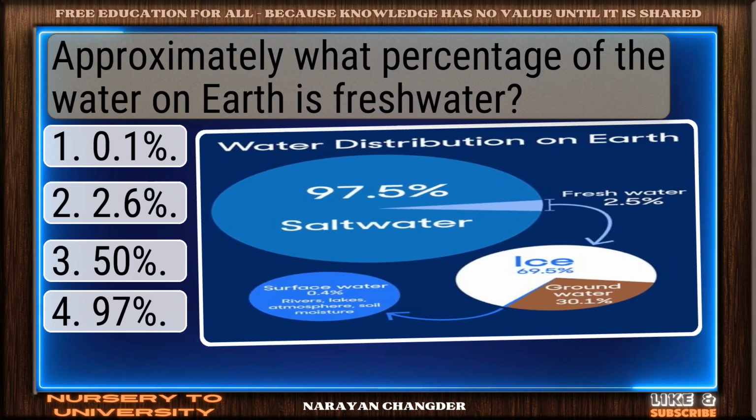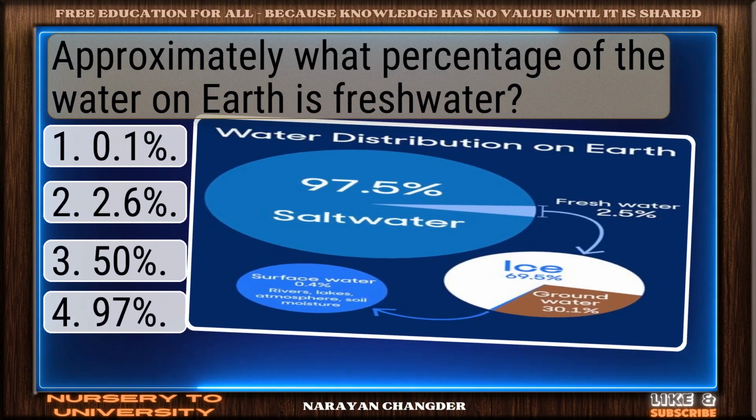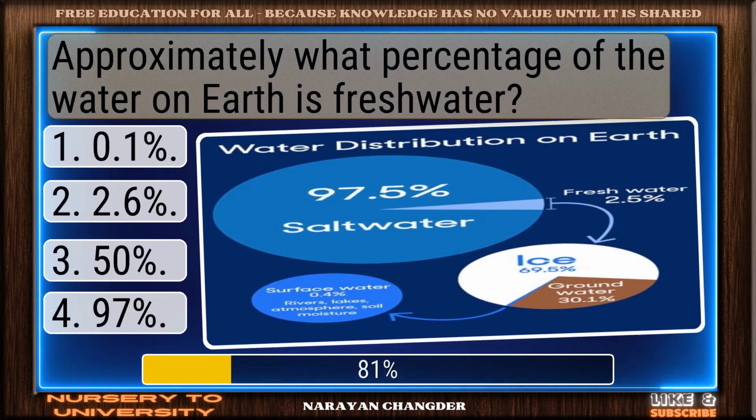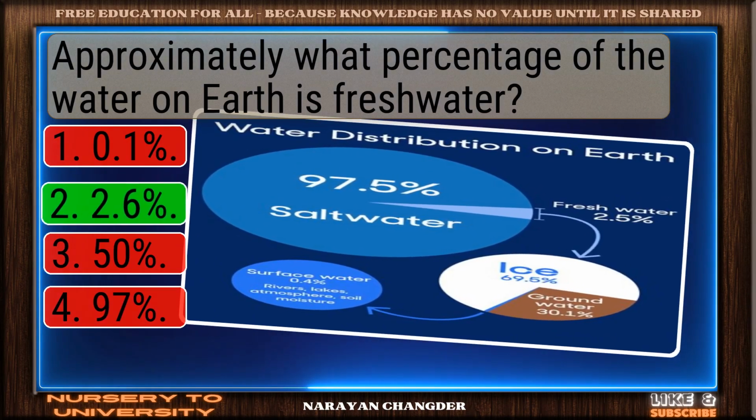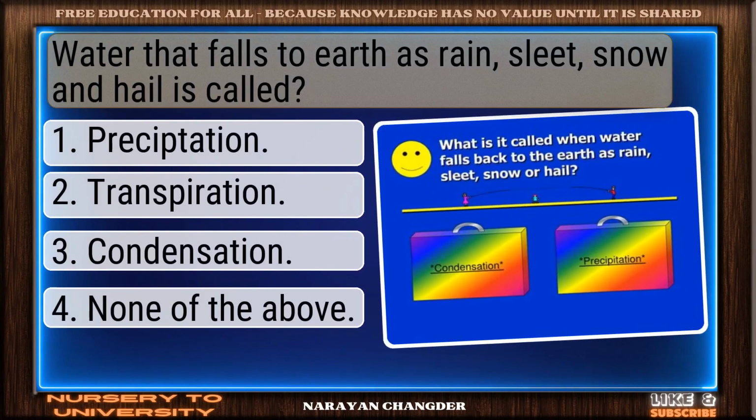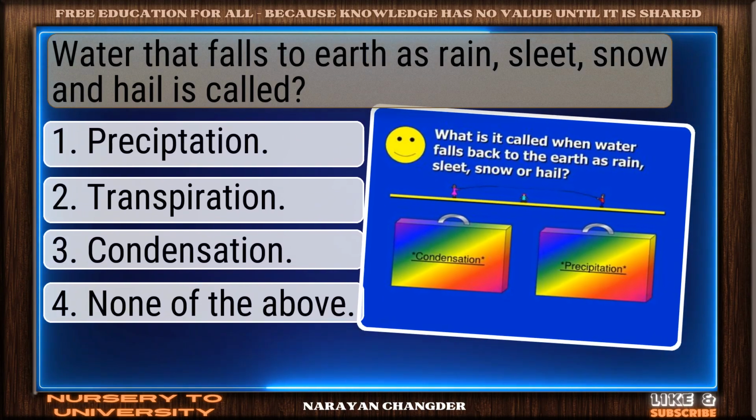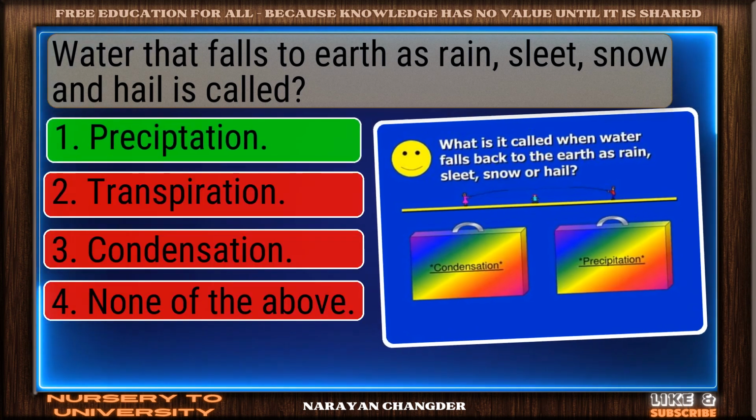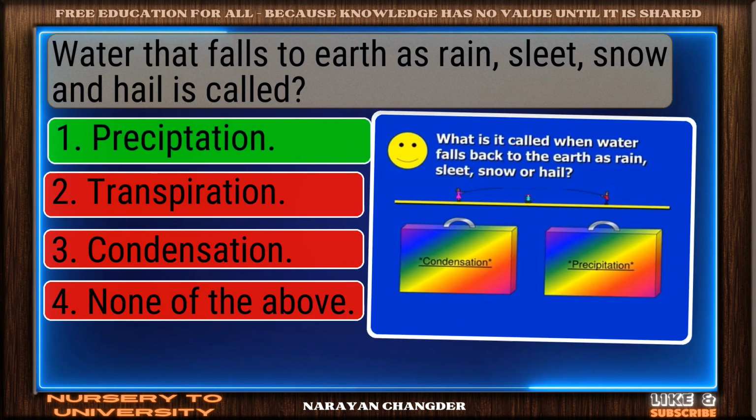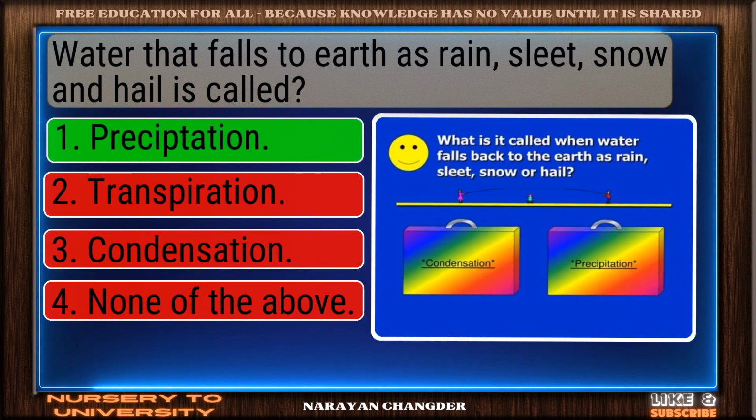Approximately what percentage of the water on Earth is fresh water? You got it. Your choice 2.6% is right. Water that falls to Earth as rain, sleet, snow and hail is called. Smart pick. Precipitation is the correct choice.